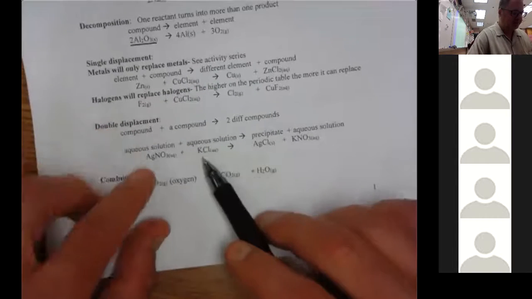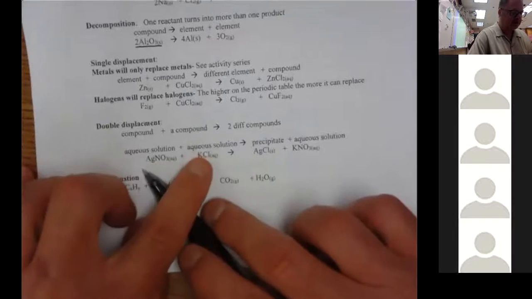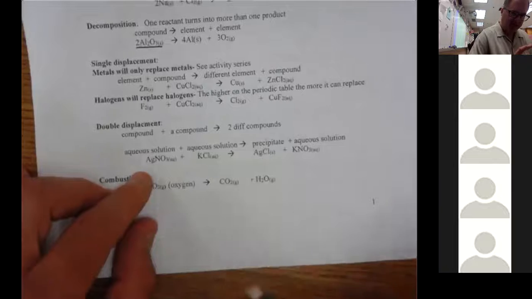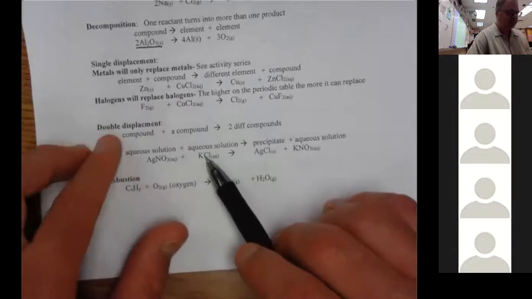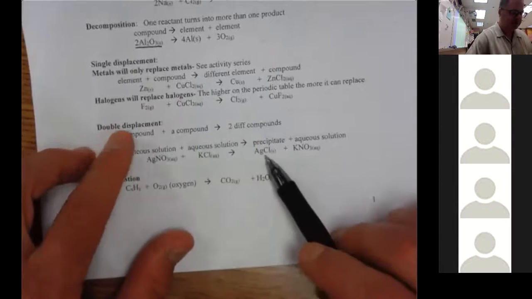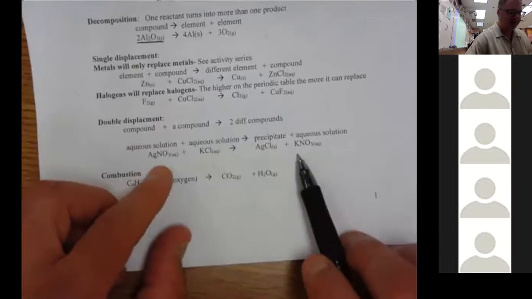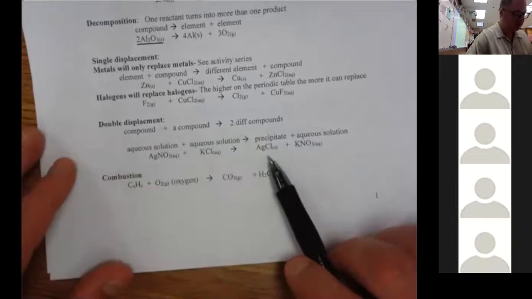And the double displacement is when the first 2 elements, or the cations, switch. So potassium is going to switch with silver, and silver is going to switch with potassium. So that's why that's a double displacement. Both of them switch. So instead of silver nitrate, now we have potassium nitrate. Instead of potassium chloride, we have silver chloride.